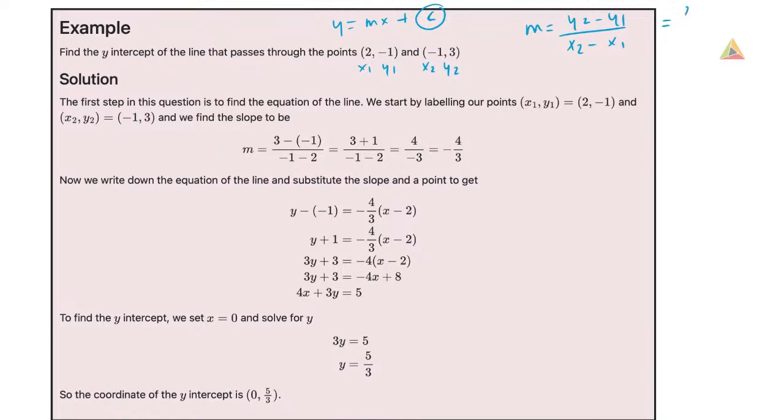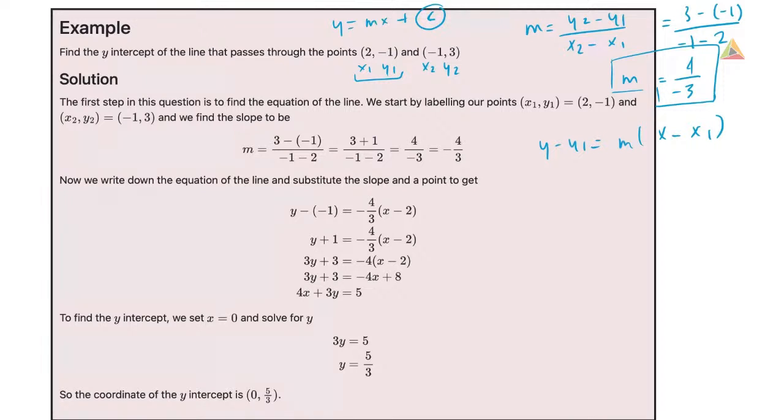So y2 is 3, take away y1, which is minus 1, over x2, which is minus 1, take away x1, which is 2. So minus and minus give you plus, so it's going to be 3 plus 1, which is 4, over minus 1 minus 2 is minus 3. So that's our slope. So our slope is 4 over minus 3. Now, the next thing we need to do is get the equation of the line. So the equation of the line is y minus y1 is equal to m bracket x minus x1. So we can use this point here for x1 and y1, and we have our slope from before.